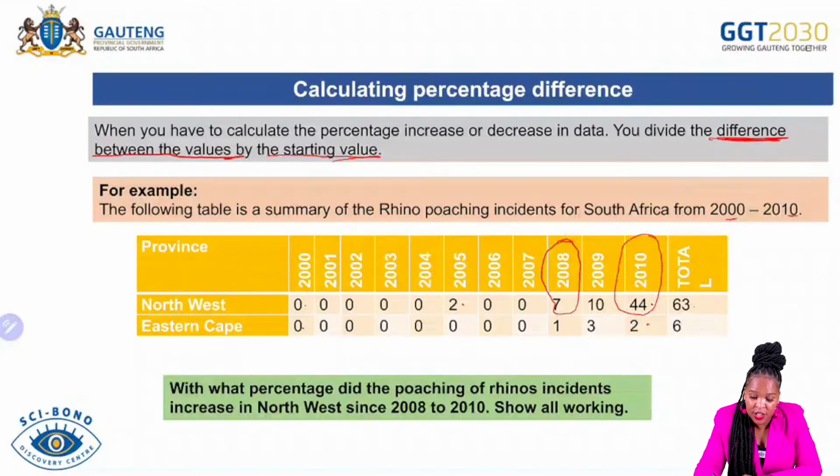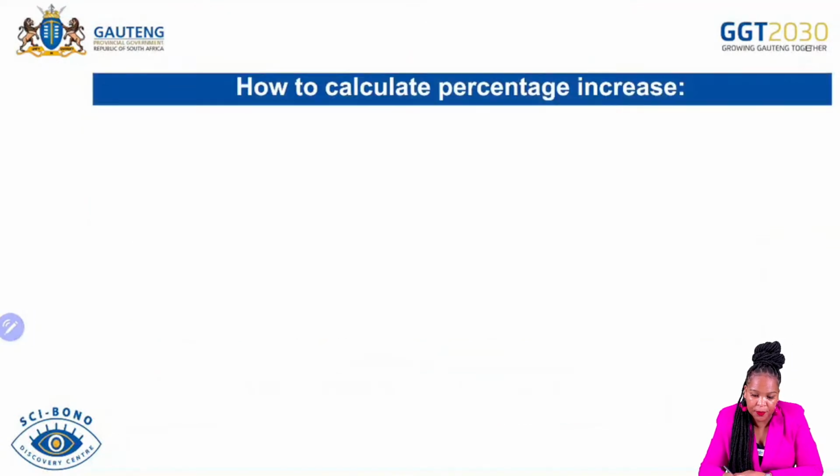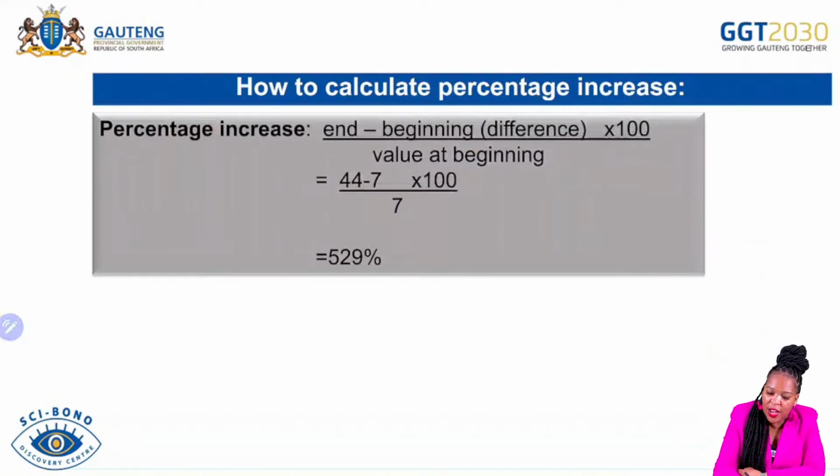So the formula here says you need to divide the difference between the values by the starting value. So what is the difference between the values? The difference will be 44 minus 7. Then you divide that by the starting value, which is going to be your 7. Let's check. So you are going to have this now. In 2010, the number of rhinos that were poached were 44. But in 2008, there were 7. So this is now the difference that we're talking about. So you take the difference and then you divide by the starting value.